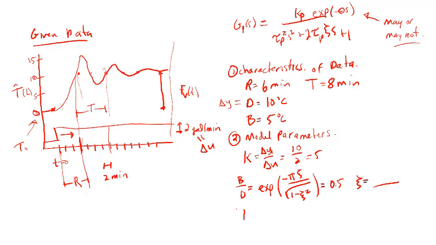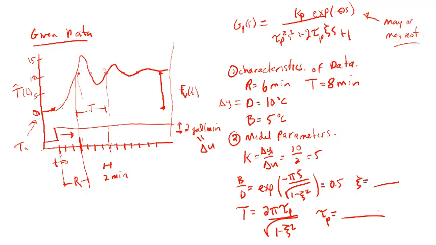Next we can use the period of oscillation. The relationship for the period of oscillation is T equals 2 pi times tau p over the square root of 1 minus zeta squared. So now, knowing zeta, we can plug that in there, and from here we can calculate tau p.